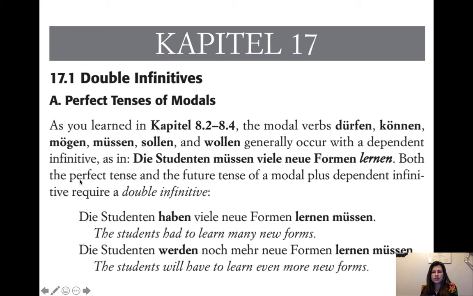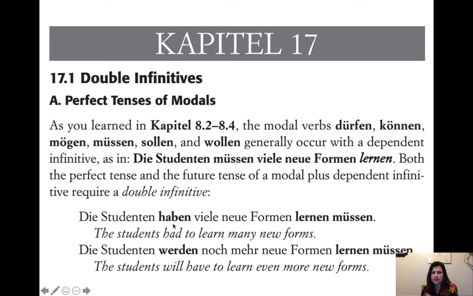So whenever you use the perfect tense, which is the past tense with either sein or haben plus the past participle, or the future, when you use a modal in either of those two verb tenses, you end up with two infinitives at the end of the sentence called the double infinitive. So double infinitive is just one infinitive after the other, two of those.